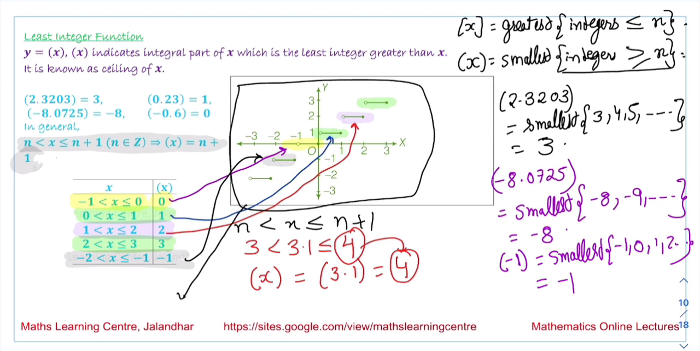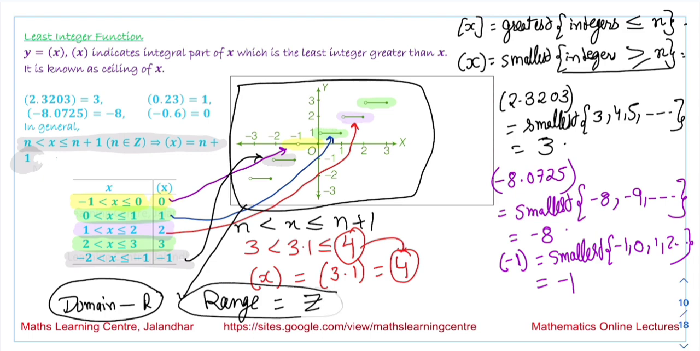Now if we talk about the domain of this function, the domain of this function is R, that is we can calculate the least integer function for any real number, and the range of this function is equal to Z. That is the possible answer we have, they are the integers. So this function is also called the ceiling function. The greatest integer function is called the floor function, and this function is called the ceiling of x.